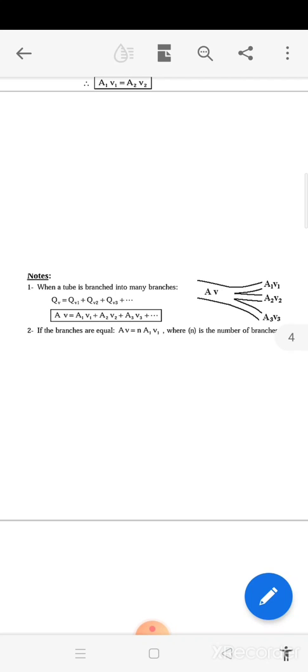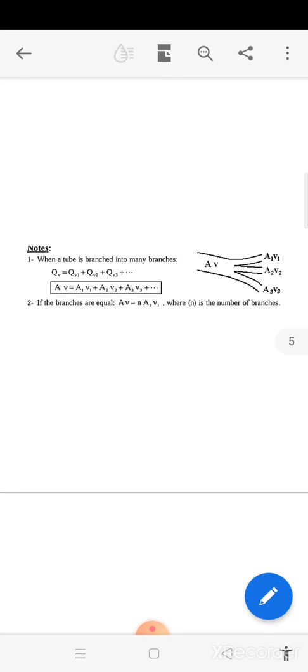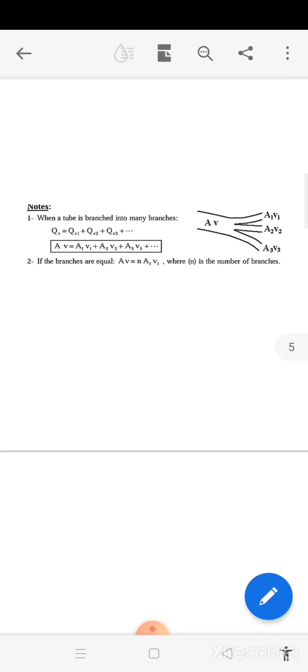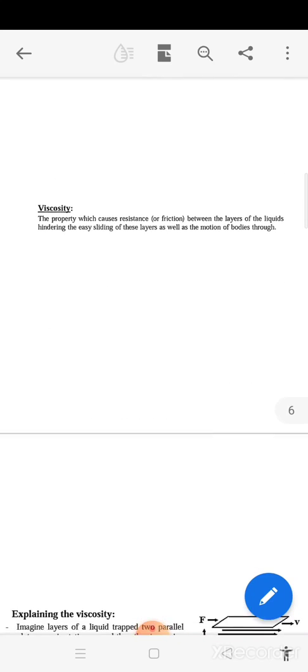You have to know that the quantity of liquid may be branched into several branches, so the quantity of volume is divided into several branches. The total quantity of volume equals quantity of volume 1 plus quantity of volume 2 plus quantity of volume 3. So the total area times velocity equals area times velocity 1 plus area times velocity 2 plus area times velocity 3. If the branches are equal, the total area times velocity equals n, the number of branches, times area 1 and V1 of each branch.